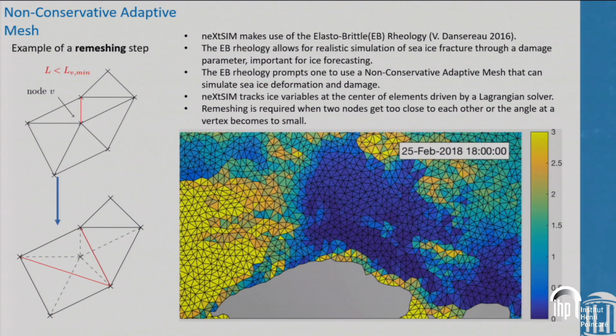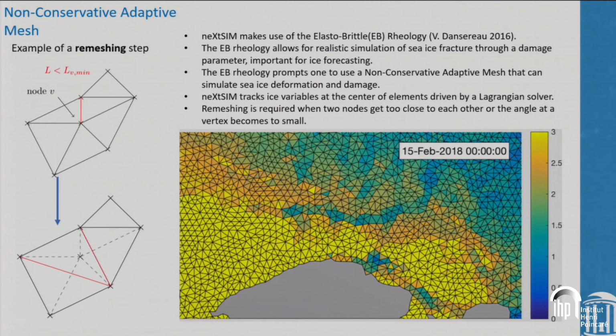The basic rule for this is that because the nodes here are advecting with the sea ice velocity, sometimes a triangle may have an angle that becomes too small, and nodes get too close together. And that's when we need to do a remeshing. So for example, here, these nodes have violated a distance condition, and so we remesh. We remove those nodes and make a new triangle and put the sea ice variables back at the center of that finite element. So it allows for this really nice modeling and formation of these polynyas.